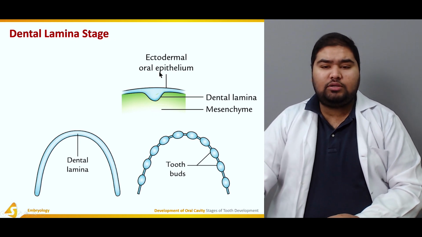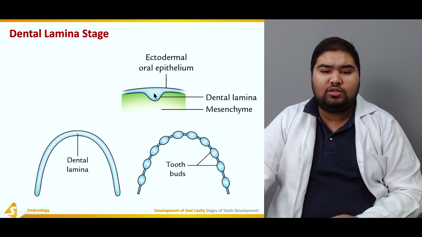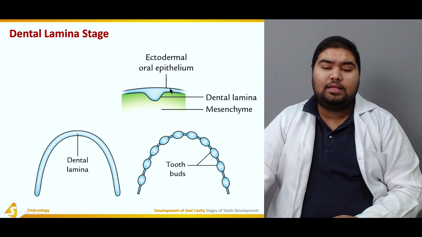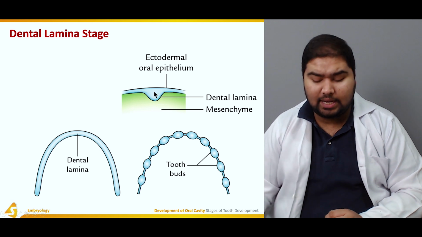So, first of all, the dental lamina stage. We talked about it before. The ectoderm which overlies the alveolar process undergoes thickening. The thickening of this ectoderm causes penetration of this ectoderm into the underlying mesenchyme. This penetrating ectoderm is known as the dental lamina.